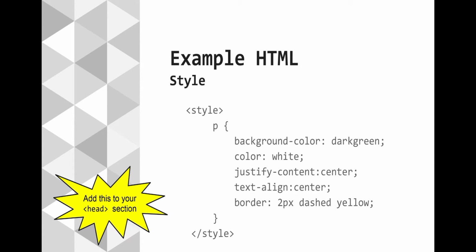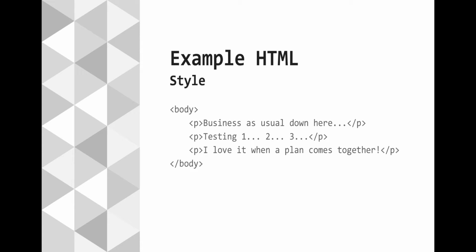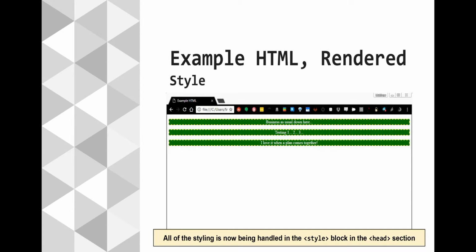Now in the body of that same HTML where we put the style, we're going to have 3 separate P tags, P elements. We're going to say business as usual, testing, 1, 2, 3. I love it when a plan comes together. And when we look at the rendered version of that, again, it's not beautiful because I'm not designing very well right now, but we can see that we had to make very few changes. The style block is doing all of the hard work. We just wrote basic code. We're effectively giving all of the styling to the style block, where it should be for now.